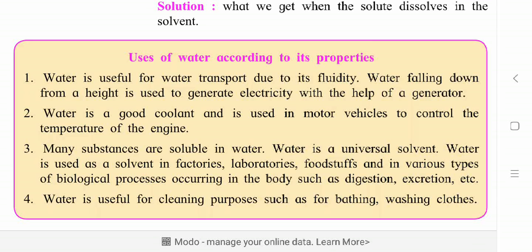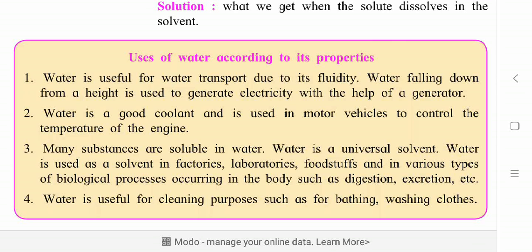Sometimes in a whole day we do not get any foodstuff, then also it is okay, but it is very difficult to complete our day without drinking water. Water is very important for our body. This universal solvent is also used in many production areas such as factories, laboratories, foodstuff preparing companies, biological processes, medicine, everywhere water is used as a universal solvent.